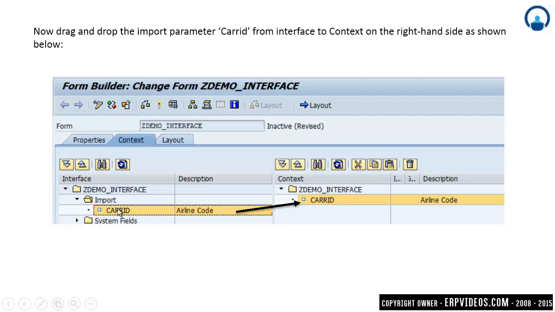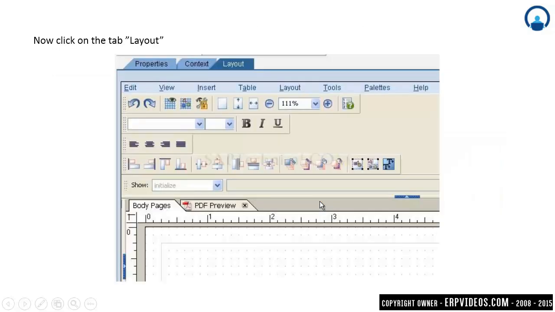So here we'll have to drag and drop this carrier ID parameter from the interface to this context menu, which is there on the right hand side. So here we'll simply drag and drop this field under this interface and that will be available automatically under this context menu.